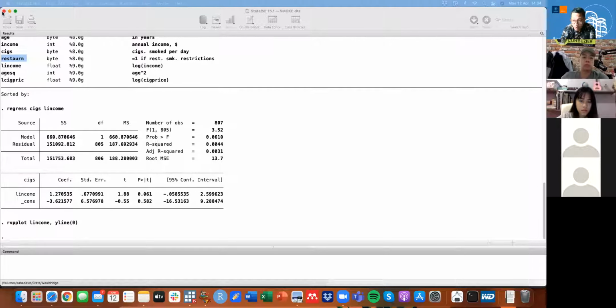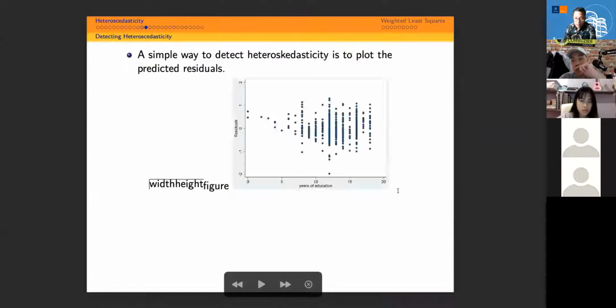I'm going to go a bit further today. So instead of just using the built-in Stata function, I'm going to show you systematically how we can do the statistical test for detecting heteroskedasticity in the residual. Okay, so that's going to be the agenda. So we're going to go back to the lecture note.